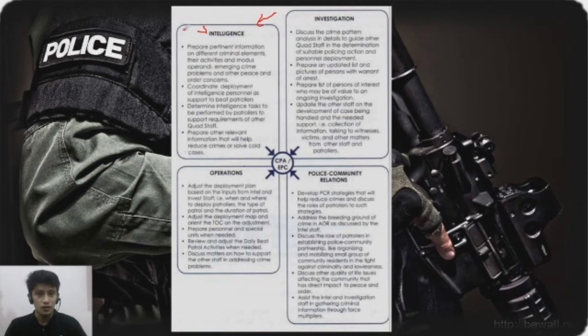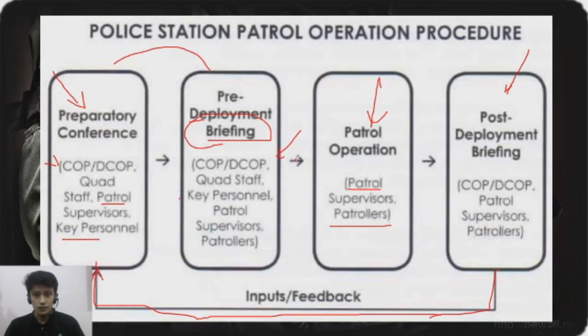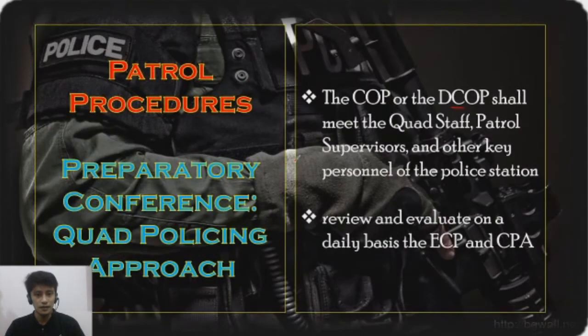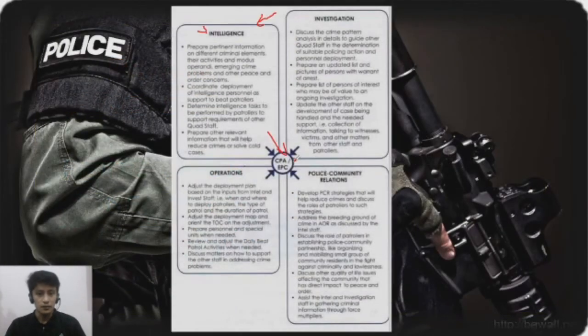So yon, they should prepare that, and they are going to have here the so-called, yung sinabi natin kanina, the so-called crime pattern analysis and then emerging crime problems. So nandyan kaya sila mag-meet na 4 in order to determine the pattern, and then they are going to determine the emerging problems. Okay, so with that, yan yung part naman ng intelligence.